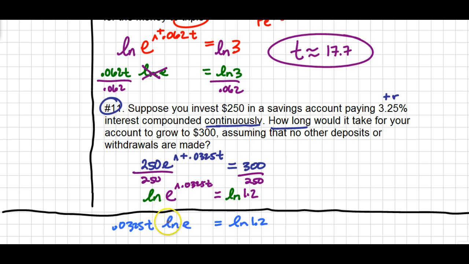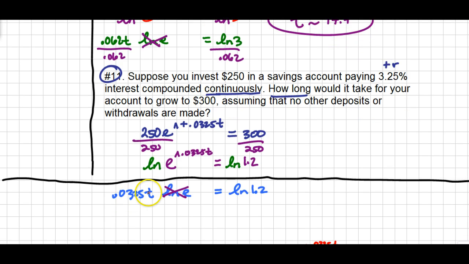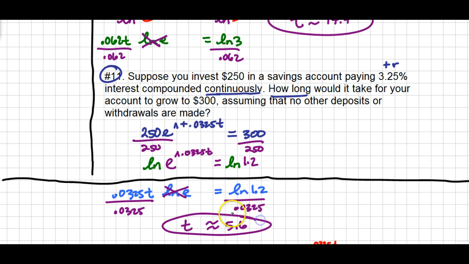Natural log of e is a 1, so I'm going to ignore that piece. To get the t alone here, I would just divide by 0.0325 on both sides. So you type in natural log of 1.2 divided by 0.0325, and you'll have your time that you're looking for. In this case, about 5.6.